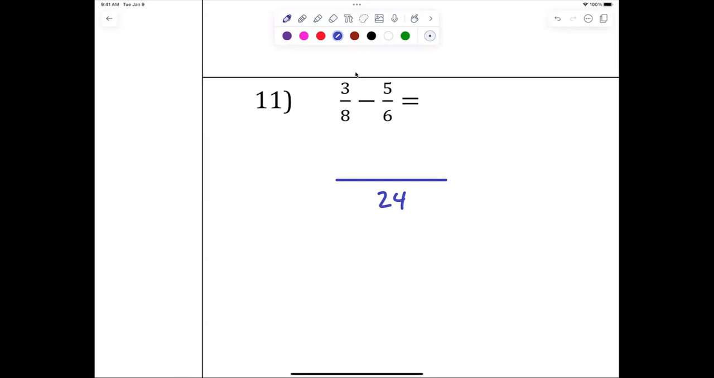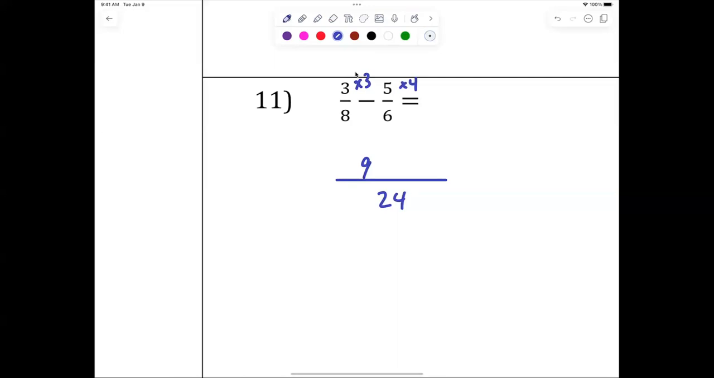24 is the common denominator. 24 is the common denominator. So now I need help. The first fraction. Tell me, what am I multiplying by? Yes, you're multiplying by 3. So that becomes a what? 9. Talbot, go ahead. Multiply the second fraction by? 4. By 4. You are brilliant. So now I have what?